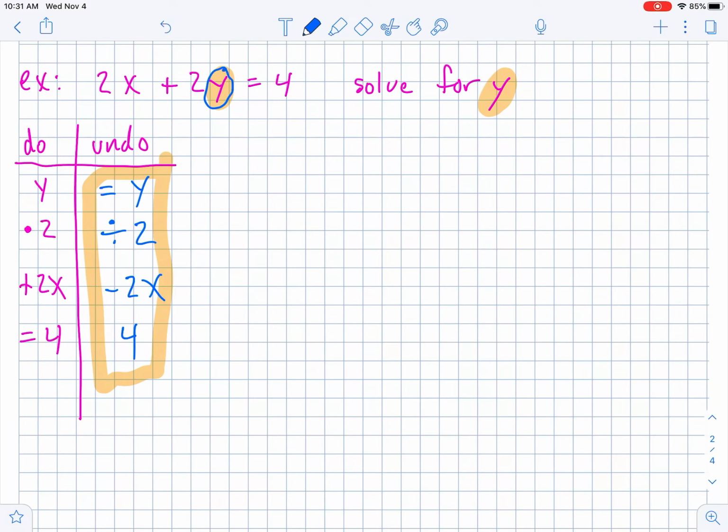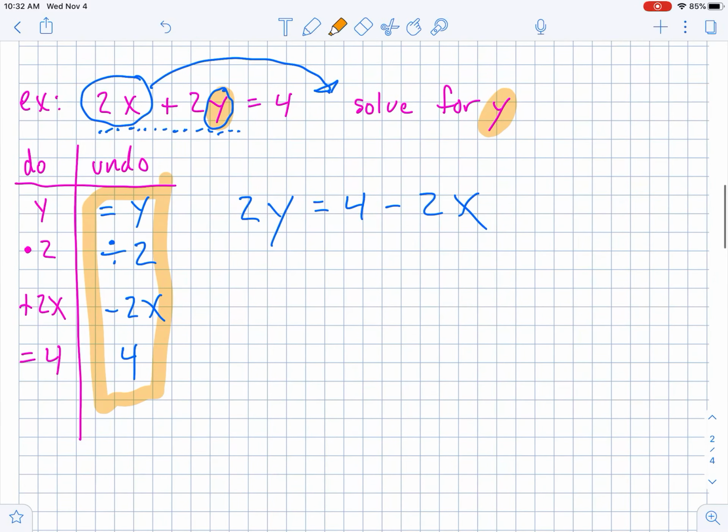But once again, I like to think of the algebra as you're trying to unlock this thing, so you start getting rid of things on this side to undo it. So to undo a plus 2x, this 2x has a positive, and move it to the other side, that means on the other side it's going to be a negative 2x. So you get 2y is equal to 4 minus 2x. Because when you move a positive 2x to the other side, it becomes a negative 2x.